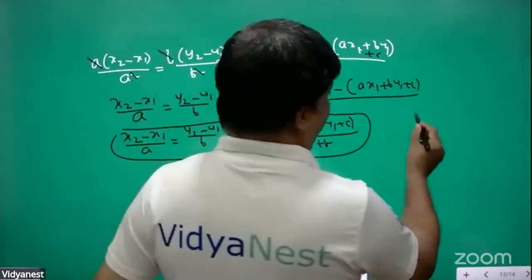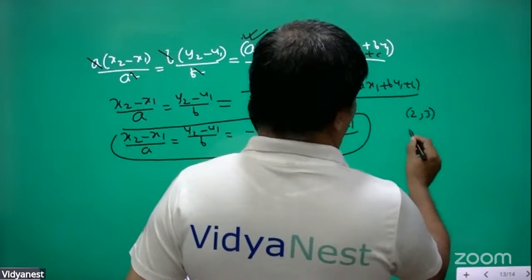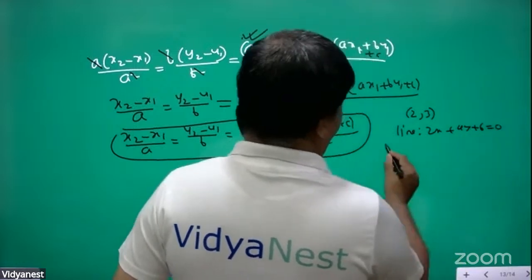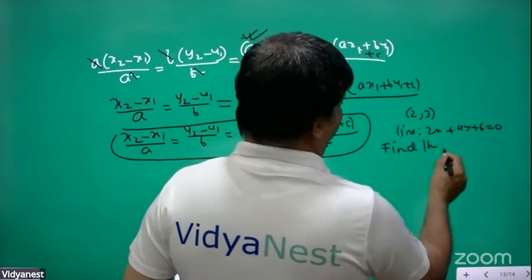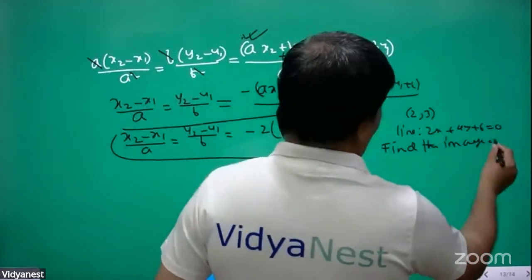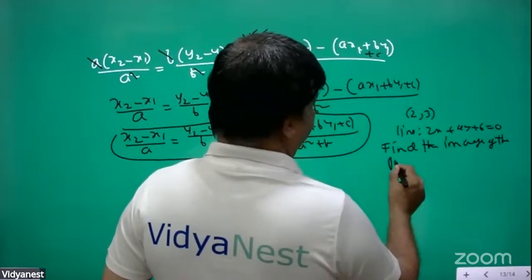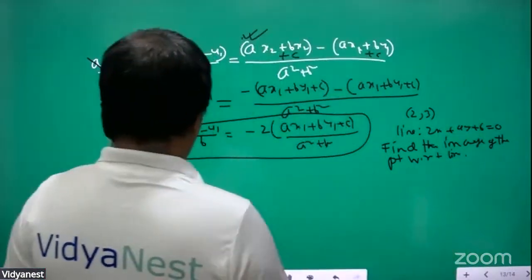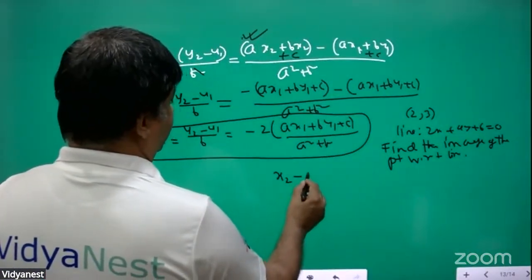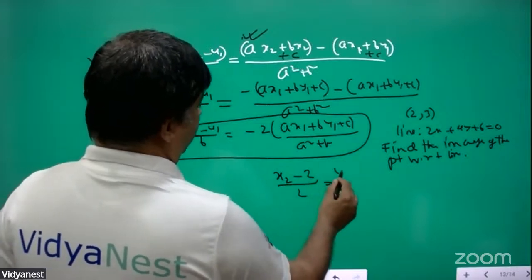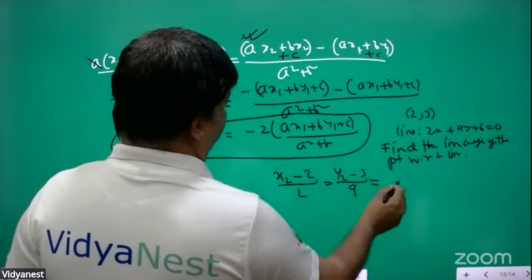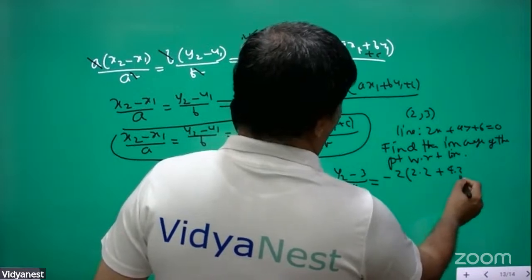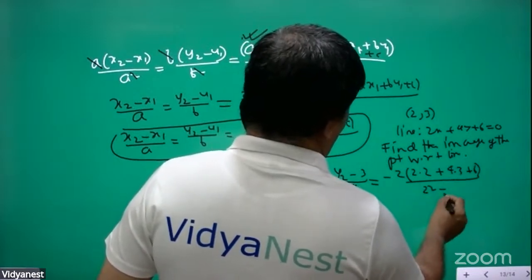For example, you just check the point 2, 3 and the line 2x plus 4y plus 6 is equal to 0. The question is, find the image of the point with respect to the line. Time, 1 minute. Formula: x2 minus 2 by a, y2 minus 3 by 4 is minus twice ax1 plus by1 plus 6 by 2 square plus 4 square.